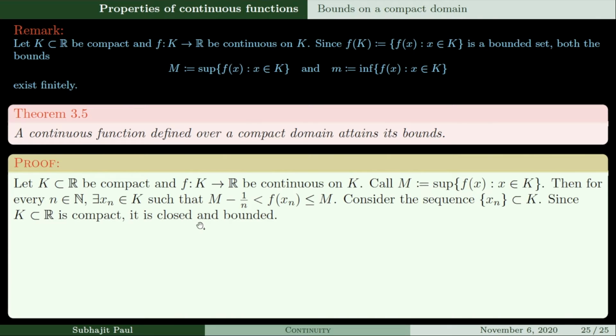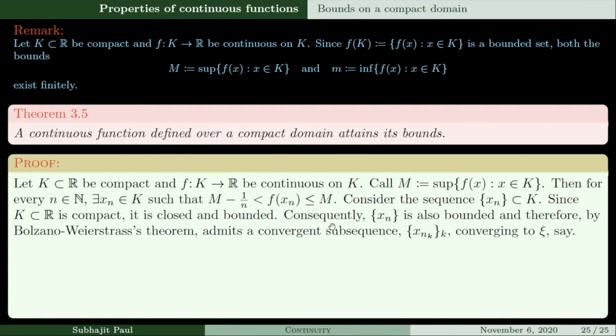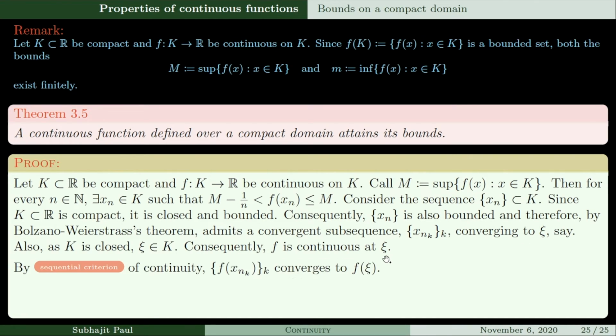Now consider the sequence xn from K. Since K is compact, it is closed and bounded. Consequently, the sequence xn is also bounded, and therefore, by the Bolzano-Weierstrass theorem again, admits a convergent subsequence x_nk, converging to a point xi, say. Also, as K is closed, xi belongs to K as usual. Consequently, f is continuous at xi. By the sequential criterion again, the sequence f of x_nk converges to f of xi.